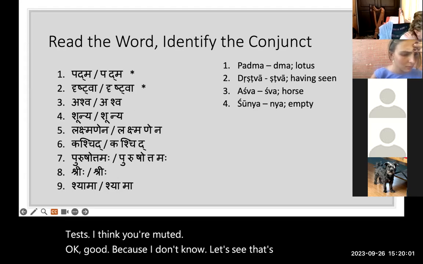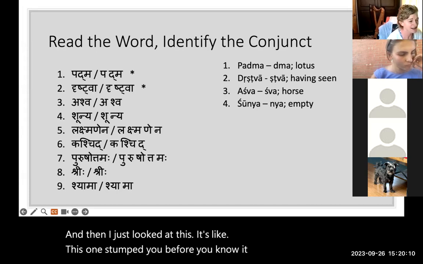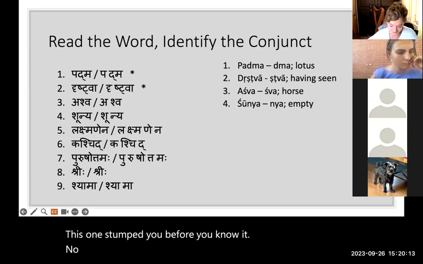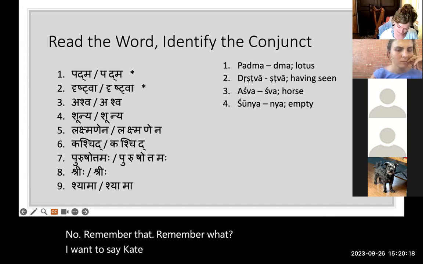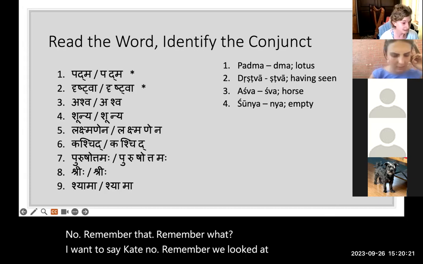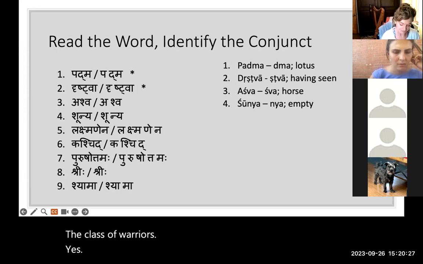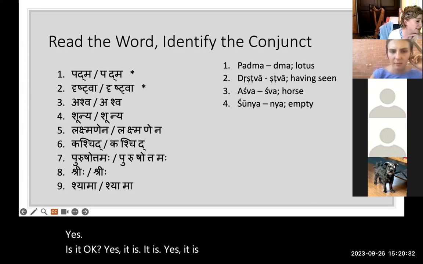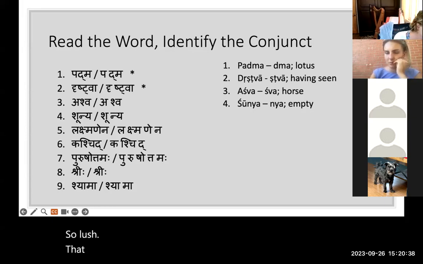Let's see, that's a la. Yes. And then, oh, I just looked at this. This one stumped you before. I want to say K. No, it's not that. Remember we looked at Kshatriya, the class of warriors. Is it KS? Yes, it is. That's na. Yes, you got Lakshmanena.